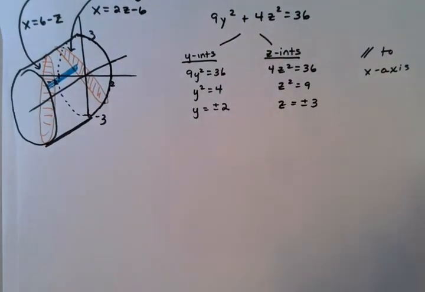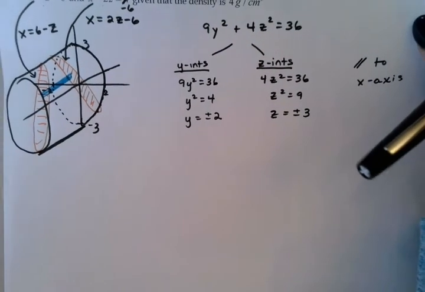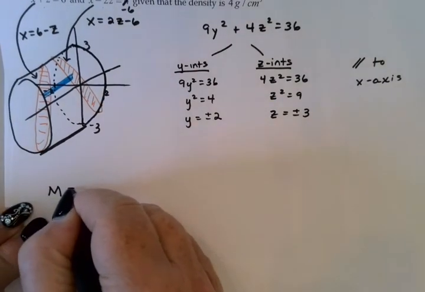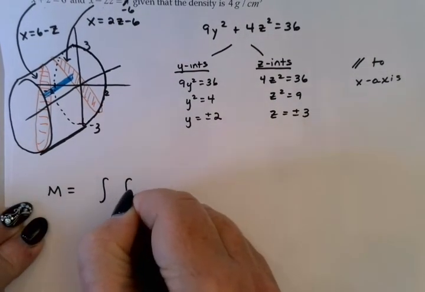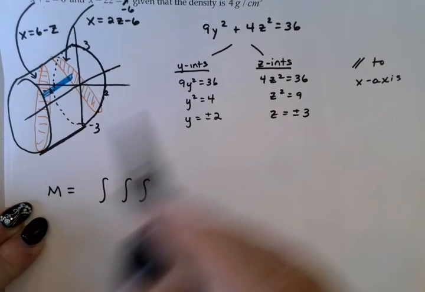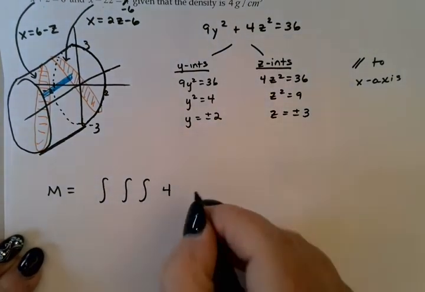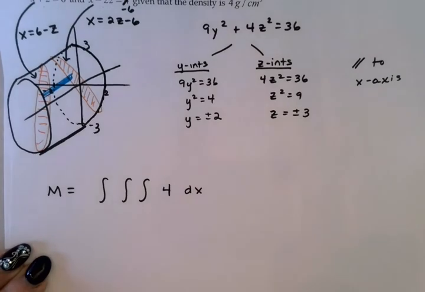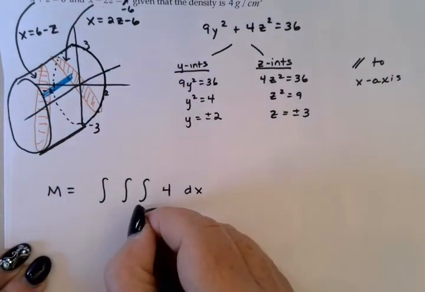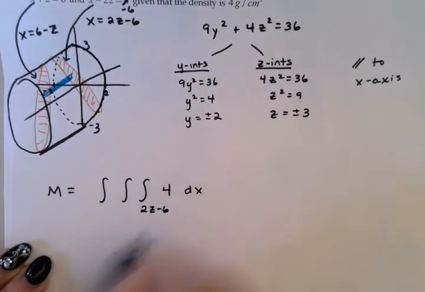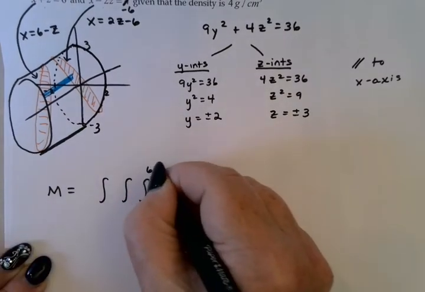So to get my mass, I'll do the triple integral of my density function, which was just the constant 4 this time. And I'm doing dx first, from back to front. The back is the 2z minus 6, and the front is the 6 minus z.